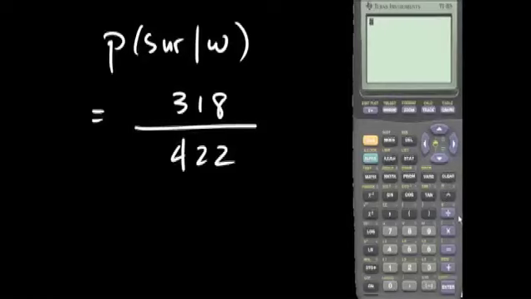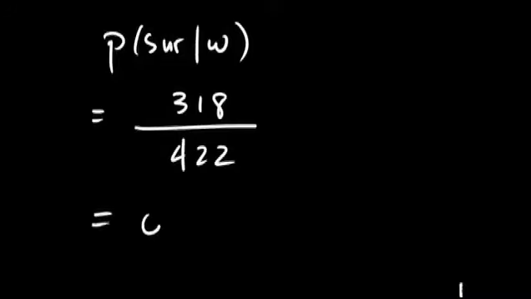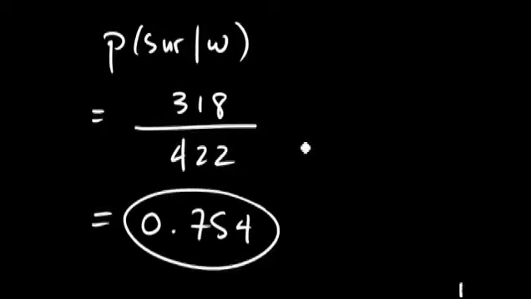Numerically, the answer is what we see here. The 3 is in the thousandths position, so the 5 says add 1 to the 3, and the answer is 0.754. Which means approximately 75% of the women survived.